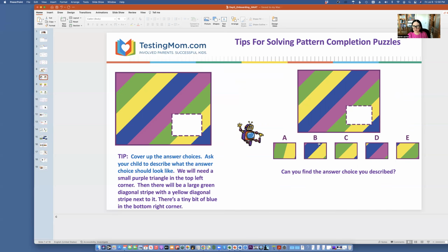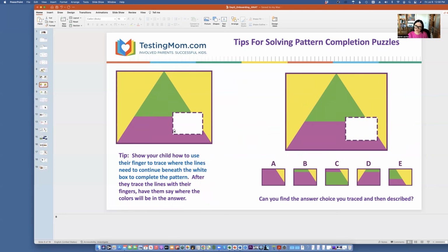And do I see that anywhere? And yes, I do see that. Here it is right here. C is our answer. So if you imagine it first and talk about what you're looking for and then see if you can find that answer, that's a good technique to teach how to work through these questions.